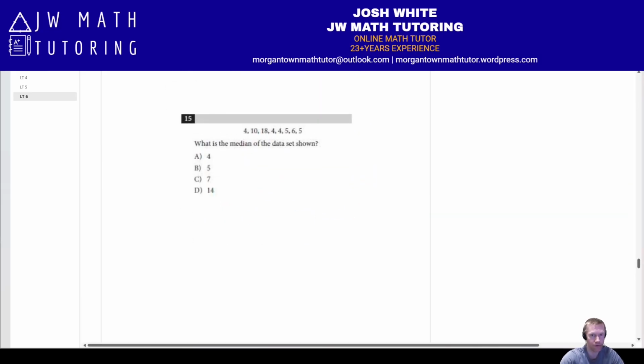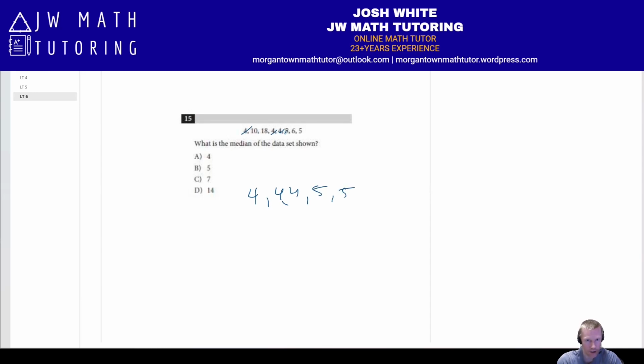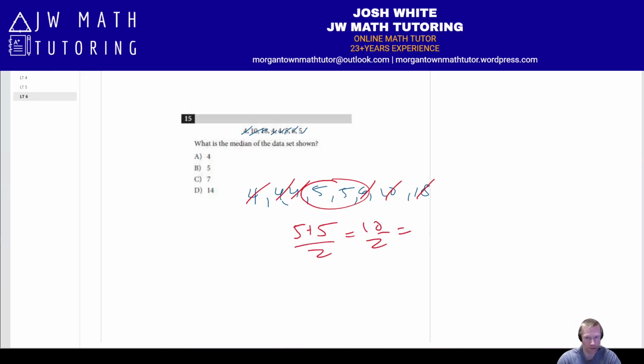All right, next up, let's look at number 15. Very easy problem. What is the median of this data set? The thing is, these numbers are not in order, so technically you need to put them in order, which is going to be 4, 4, 4, 5, 5, 6, 10, 18. Now, the way I like to do this, when it's a small set, is to start at each end and cross them off until you're left with either 1 or 2 values in the middle. Notice here we have 2 values in the middle. Technically, the median will be the average of these two, but they're the same number. So the median is just going to be 5. So the correct answer for this one is letter B.